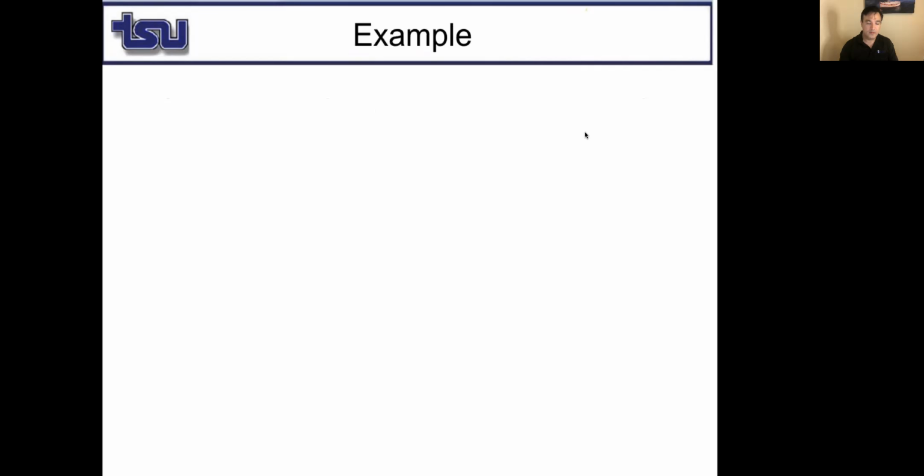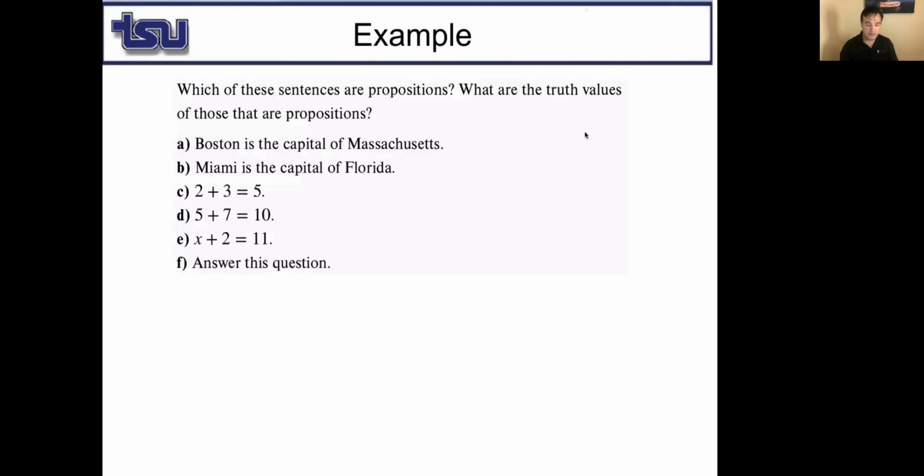Okay. And here is another example. Let's talk about Boston is the capital of Massachusetts. That is a declarative statement, which happens to be true. Miami is the capital of Florida. Well, that's a declarative sentence, but Tallahassee is the capital of Florida, so that's false. 2 + 3 is equal to 5. That is a declarative sentence, which is true. 5 + 7 is equal to 10. That's a declarative sentence, which is false.